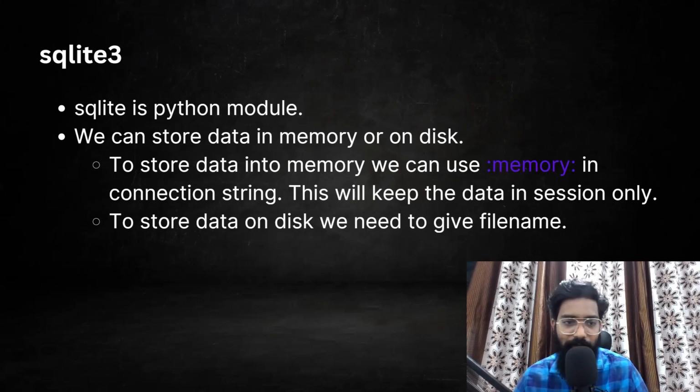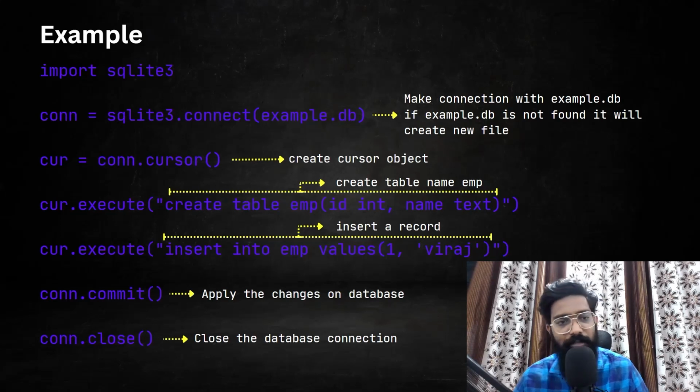So the entire workflow looks like this. First we need to import sqlite3. Then we need to make a connection to the file. If the file already exists, then it will use it. If it does not, then it will create it. So sqlite3.connect('example.db'). Here example.db is a database for us.